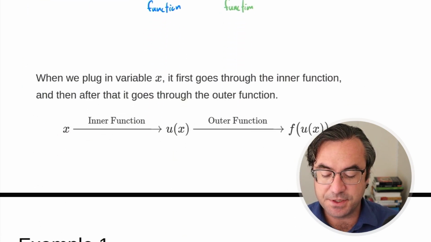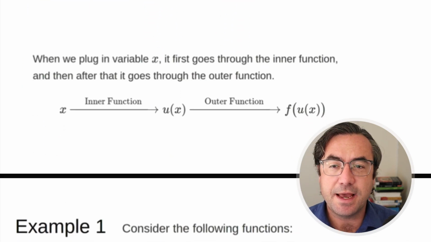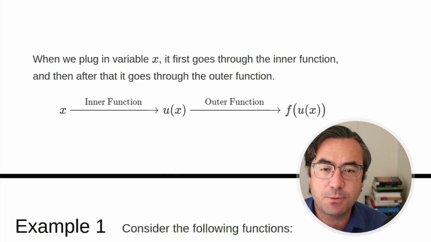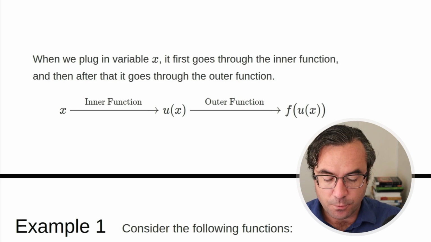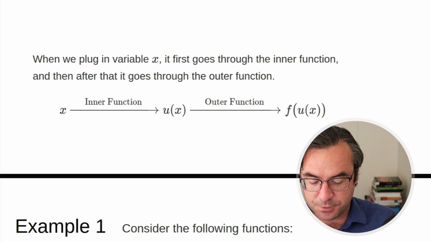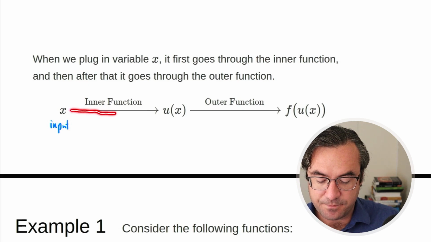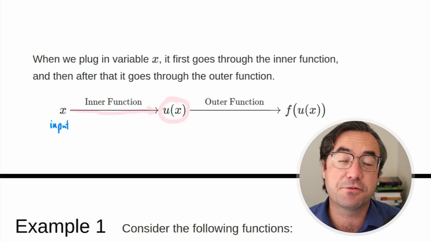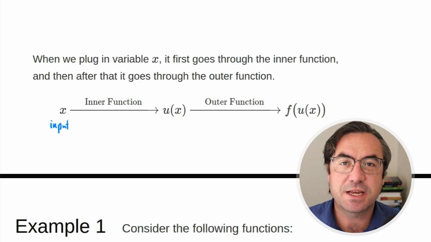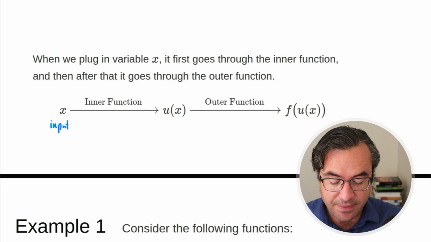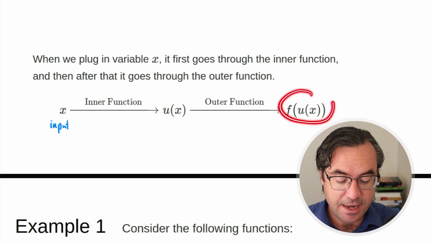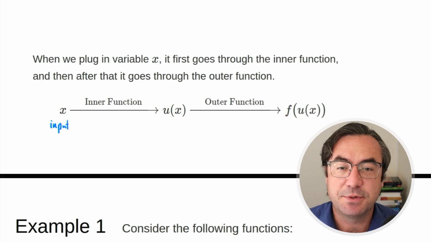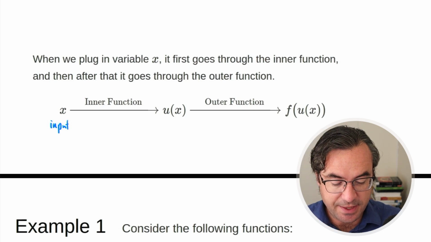We've seen this idea of composition before, and a way to picture it is as an assembly line, where you start with your input. So we start with our input x, and then that gets plugged into our inner function. The inner function is the thing that happens first. And then that result goes through our outer function, and we end up with the composition. So this is ultimately the output over here.